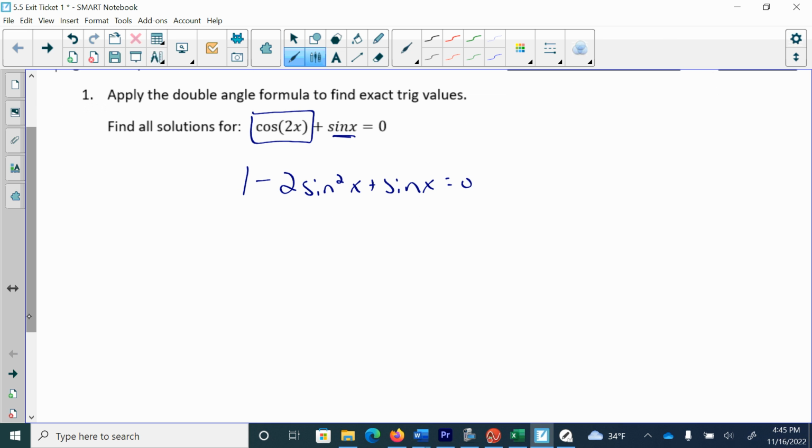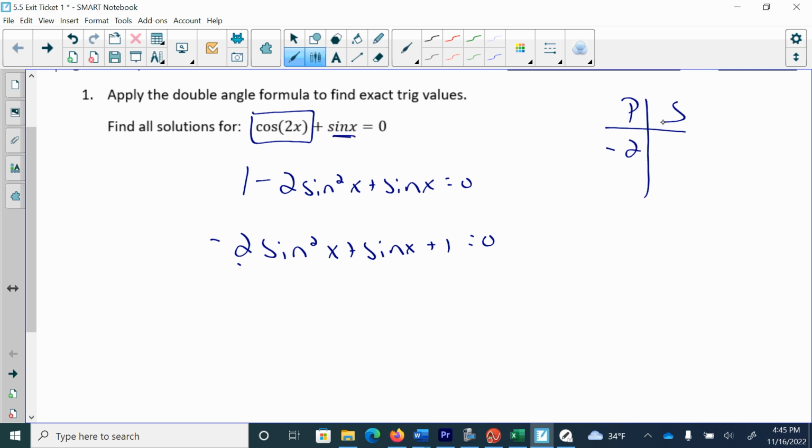I'm going to write this in descending order of powers. So negative 2 sine squared x plus sine x plus 1 is equal to 0. I'm going to do that so it makes it easier for me to do product sum. So my product, when I multiply my first coefficient times my last, is negative 2. My sum is my b, or the coefficient in my middle term, which is going to be 1. In order to get a positive 1, I'm going to use a positive 2 times a negative 1. That gives me a sum of 1 and a product of negative 2.